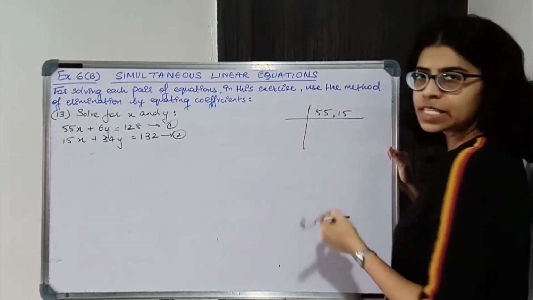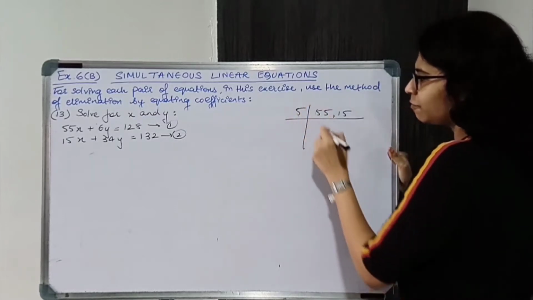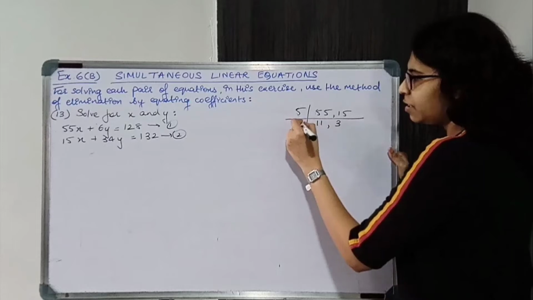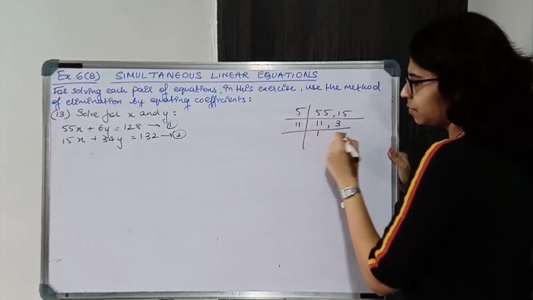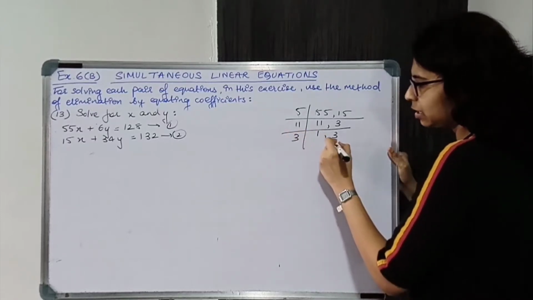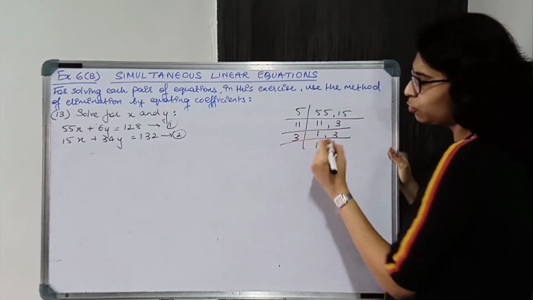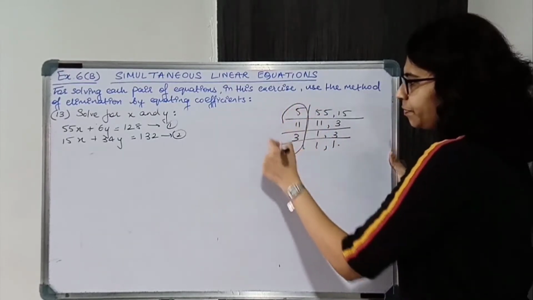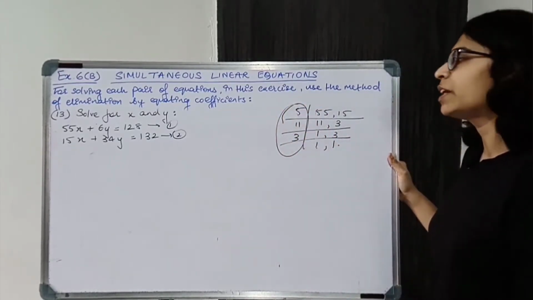Now both are divisible by 5, so let's divide by 5. 5 11s are 55, 5 3s are 15. Okay, now 11 1s are 11 and here 3 as it is remains. 3 1s are 3, so we got both. Here we got 1. Now this is LCM. You have to multiply these factors and you will get LCM.